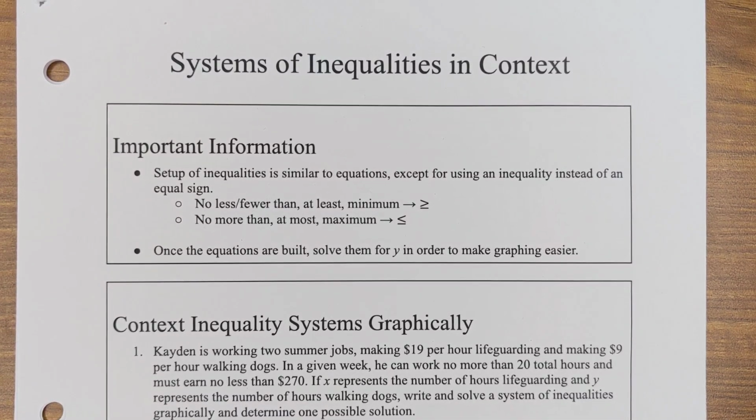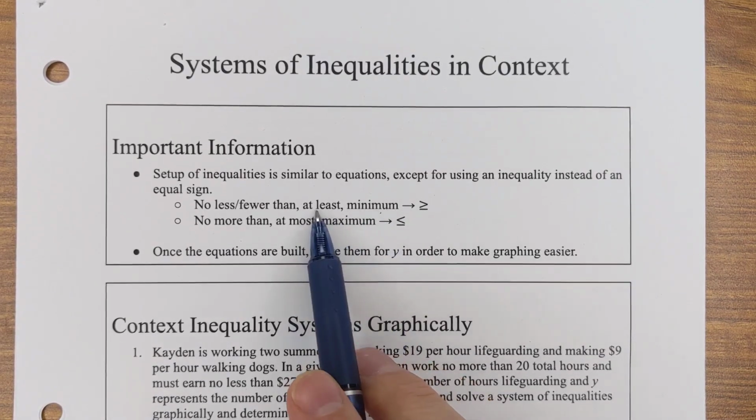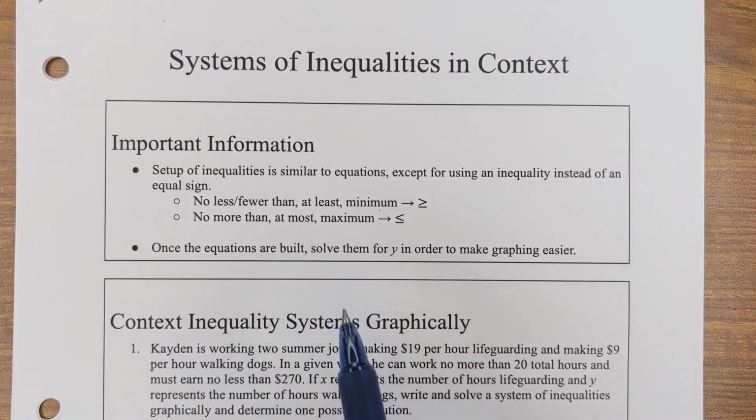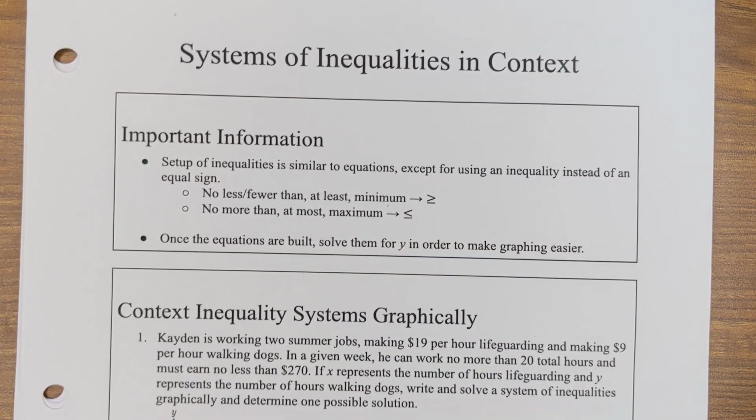All right, so here I got the notes for systems of inequalities in context. Just some reminders about which inequality to use based on the words in the problem. Typically, to graph, we'll have to put them in slope-intercept form and then sketch our lines.